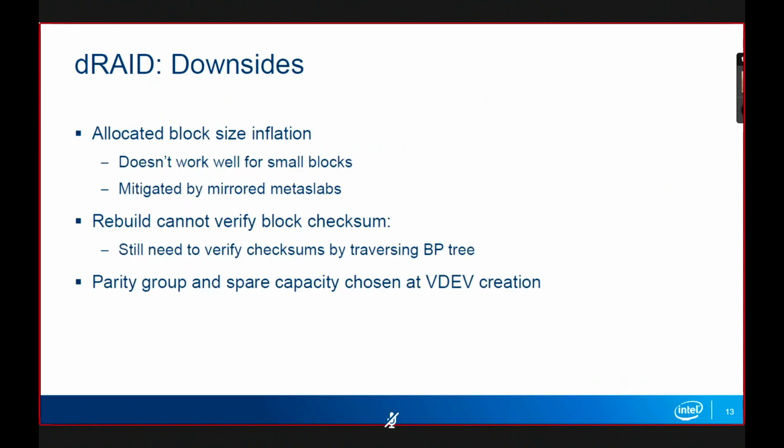To summarize the block size inflation problem: it doesn't work well with small blocks, but we have a mitigation to address the worst case scenario by using mirrored metaslabs. There are also other costs that users need to consider. The first one is that since we do not scan the block pointers, and the block checksum is part of the block pointer, there's no way we can verify the block checksum during the rebuild process. So after the rebuild, users would still need to verify the checksums, for example, by scrubbing the pool. But the point is that we quickly restore the redundancy in a very short amount of time. So if there's any further drive failure during the long scrubbing process, that does not affect the pool, and we're not going to lose any data.